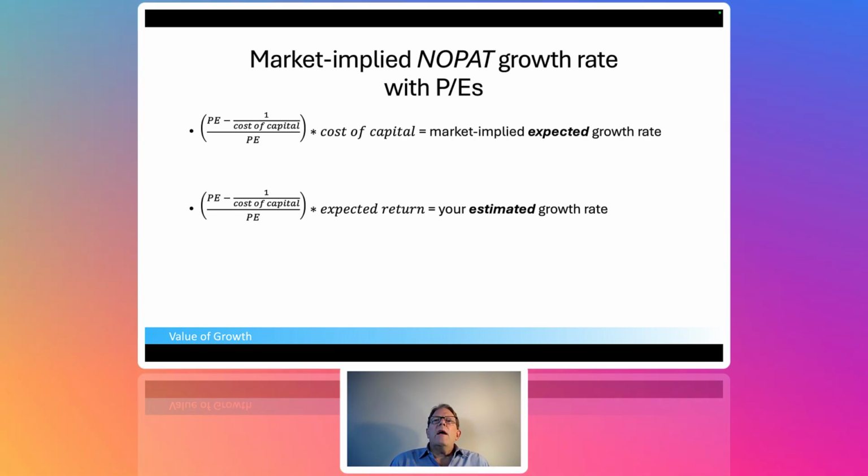Let's just say that cost of capital is 10%. So 1 over the cost of capital is 10. I have a 20 PE, so 20 minus 10 on the top divided by 20, that's 50%.